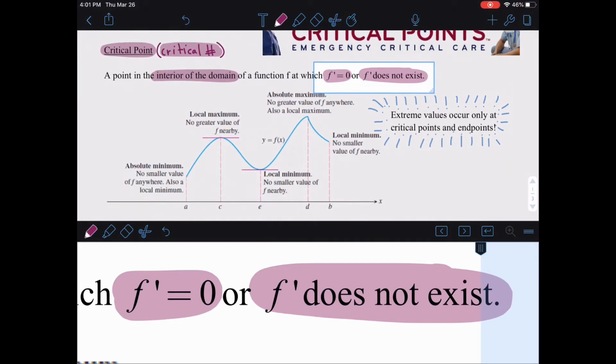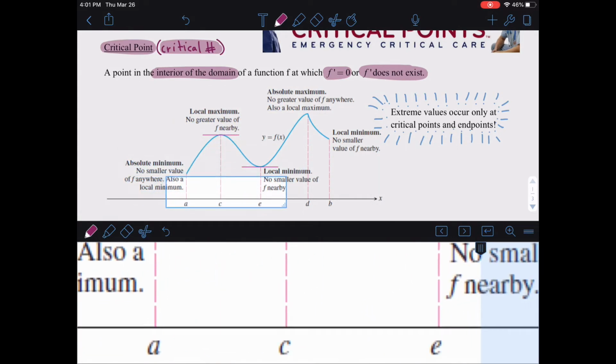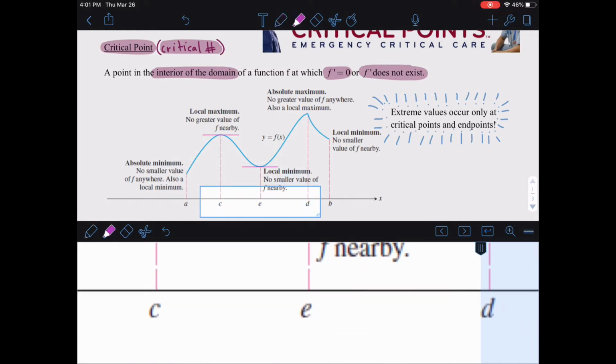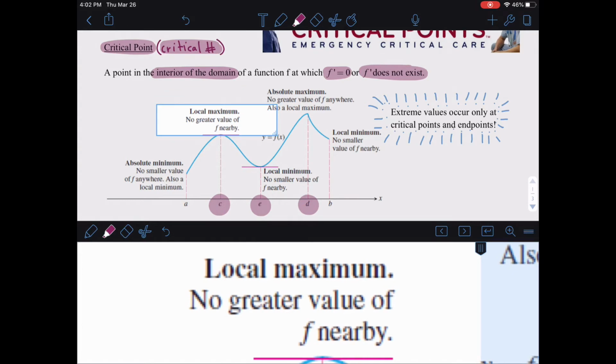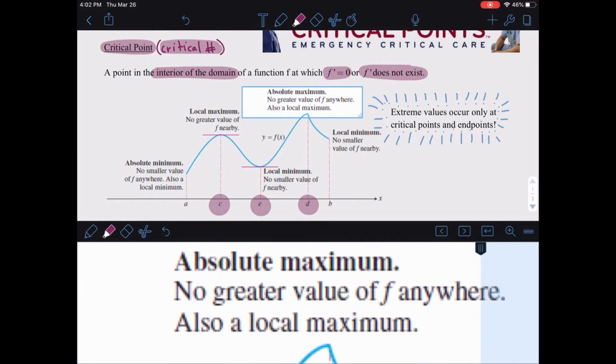Well, let's take a look. Here is the graph of the same function that we looked at in the 4.1 day 1 notes, where we were talking about absolute versus local extreme values. What I want you to do is take a look at these 3 points down here, the points at C, E, and D. On the graph, these are already marked as a local maximum, a local minimum, and an absolute maximum. Remember, absolutes are also local maximums.